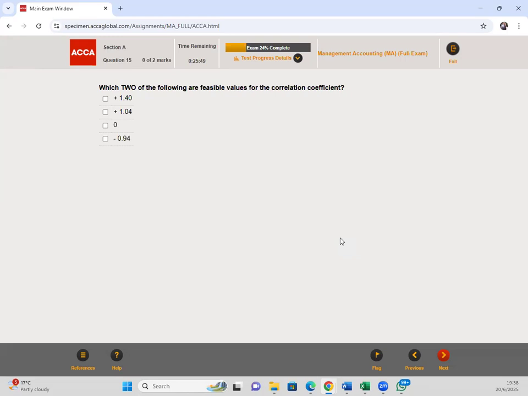So these ones that are greater than 1, I don't think those are correct. It ranges from -1. At -1, there's a strong negative relationship. At +1, there's a strong positive relationship. At 0, there is no relationship. So the correlation coefficient ranges from -1 to 1.